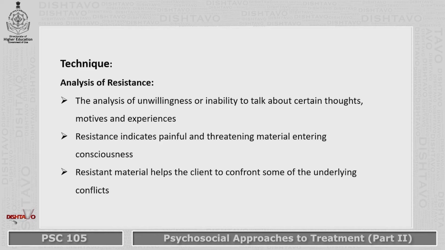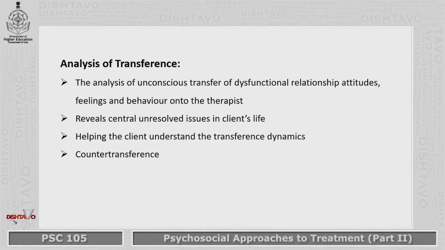The next is analysis of resistance. Here you look at topics that the person will have problems talking about. They could be underlying painful, threatening material which enters into consciousness. The therapist identifies this when the person is reluctant to talk about it, changes the topic every time, or feels really upset when talking about that particular issue. Resistant material helps a client to confront some of the basic underlying conflicts that are the main cause of the problems that they are having.